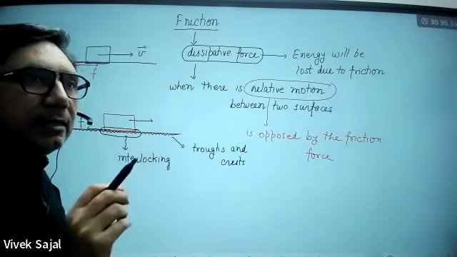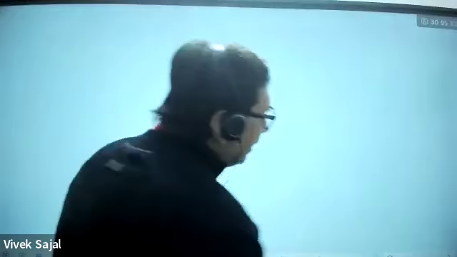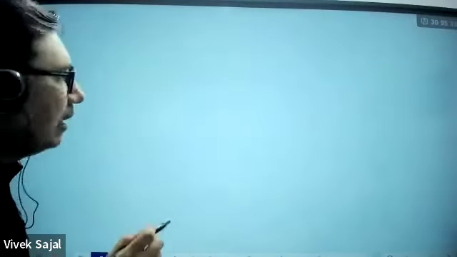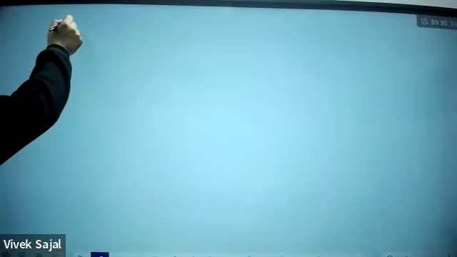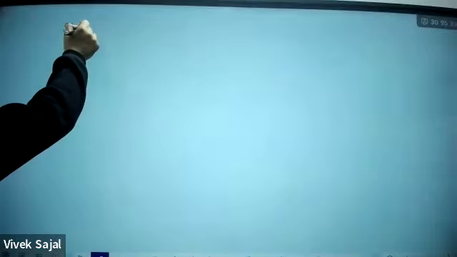Next question is, in general, mainly two or three types of friction forces are there, and the first type of friction force is static friction.